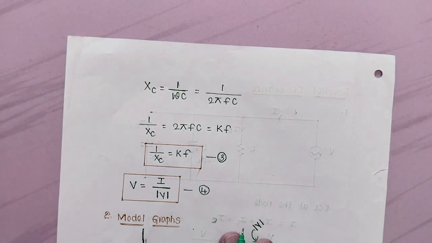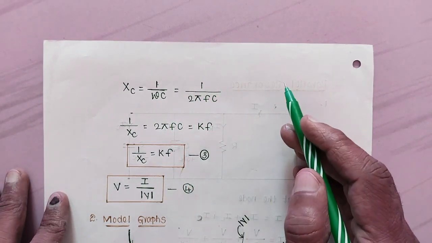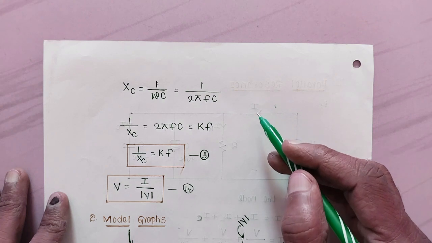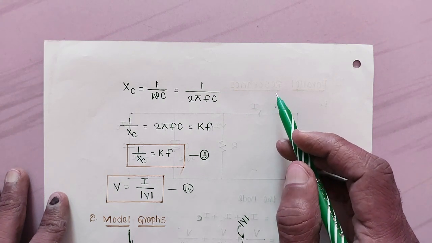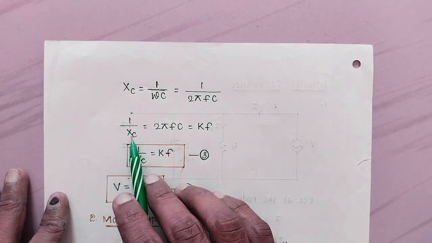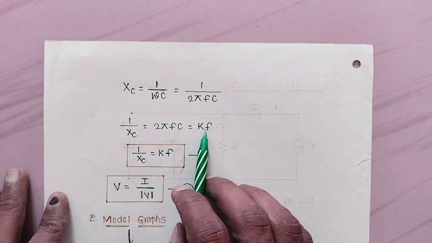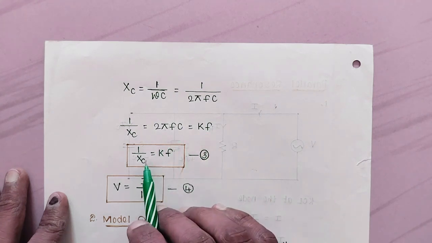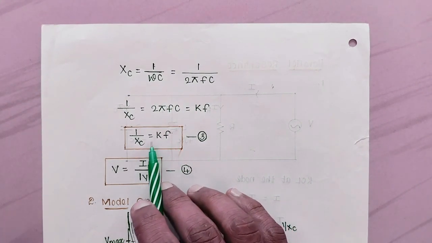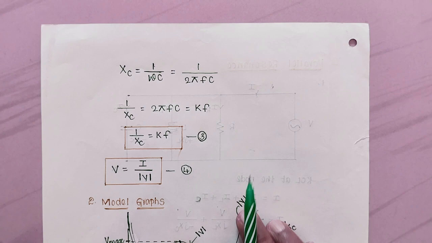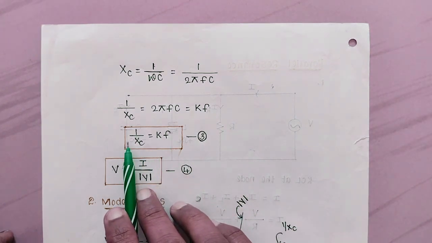Similarly XC is equal to 1 by omega C, which is equal to 1 by 2 pi FC. But in parallel resonance we want the 1 by XC curve. So the mathematical expression for 1 by XC is 2 pi FC, where 2 pi C is a constant K. So 1 by XC is equal to a constant into F. It looks like y equal to mx, so it is a straight line passing through the origin, with frequency on the x axis and 1 by XC on the y axis.